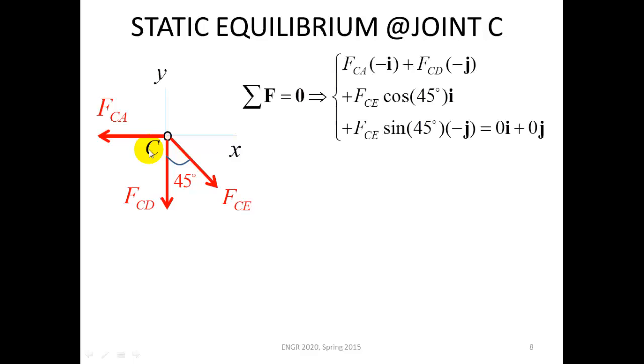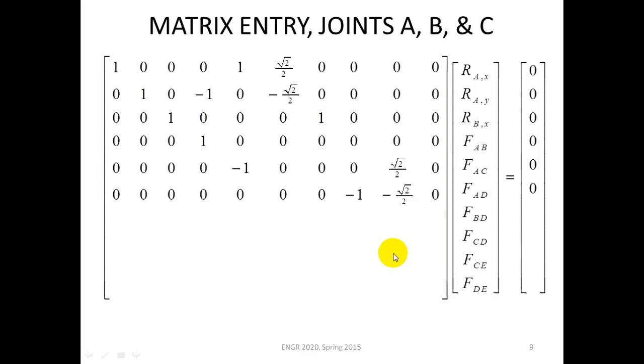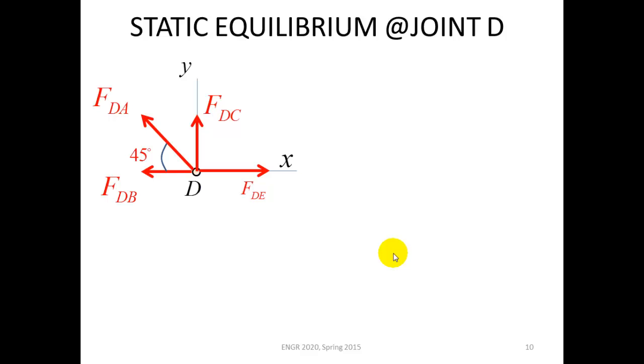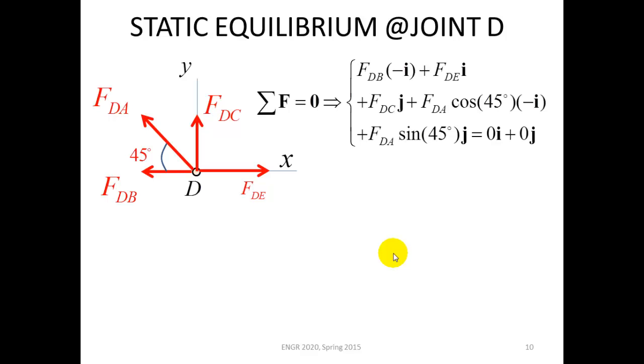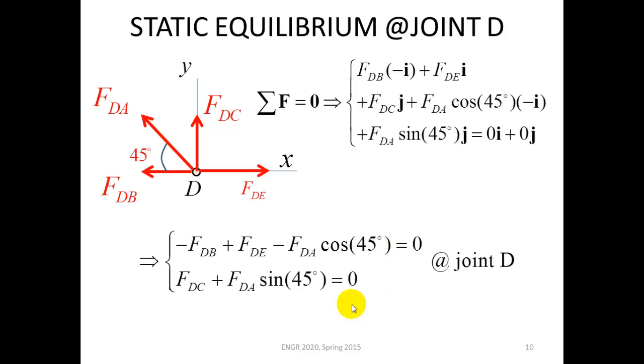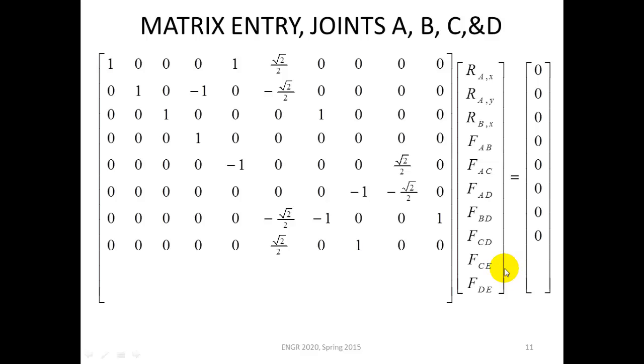Likewise, starting with joint C, doing the static equilibrium, I can write sigma f equals 0 and then get equations and update the matrix. I'm moving a little faster because you know the process now, and you can always go back and pause the video clip to really study these matrix entries properly. I don't want this video to be too long either, so I'm trying to minimize time. Likewise for joint D, these are the equations. After simplification, I get this form at joint D and update the matrix entry.